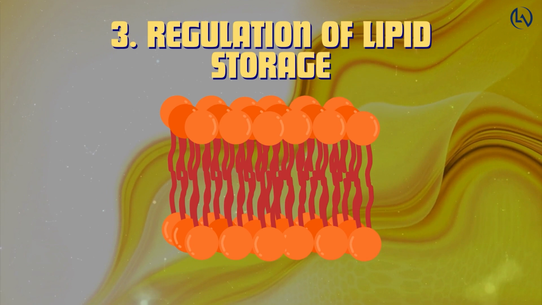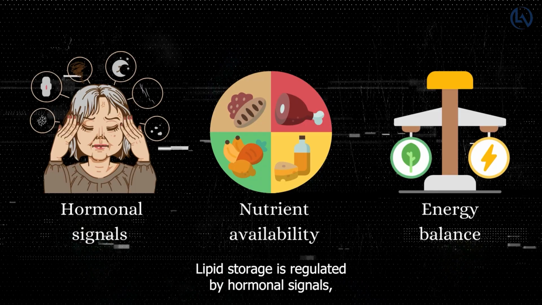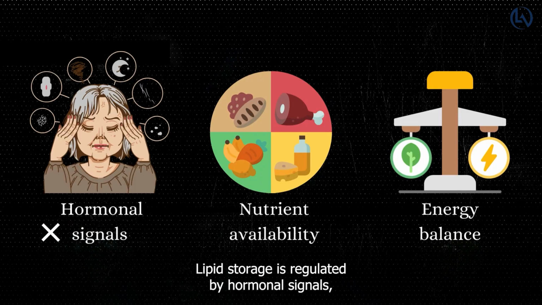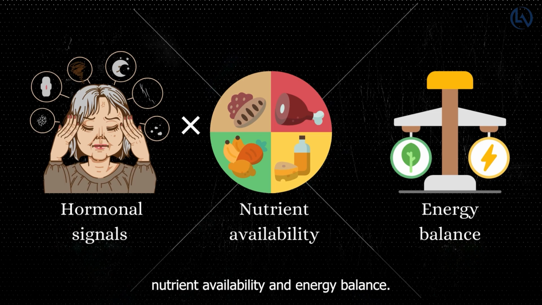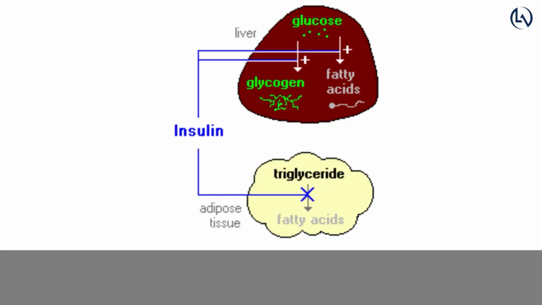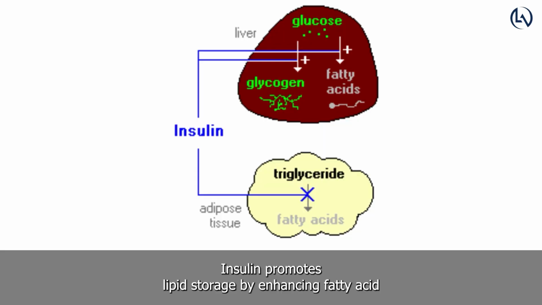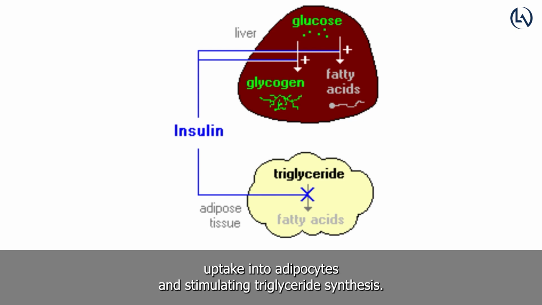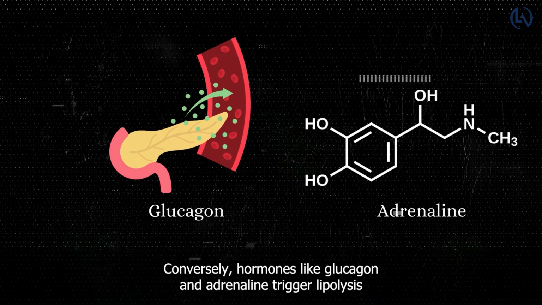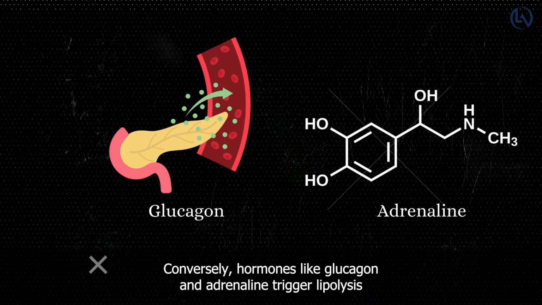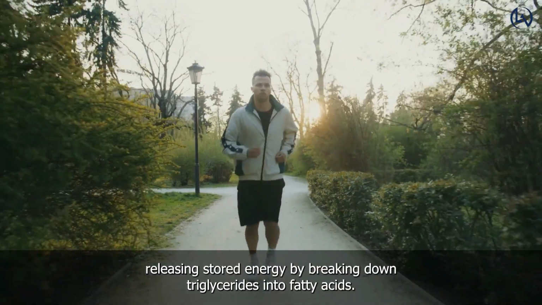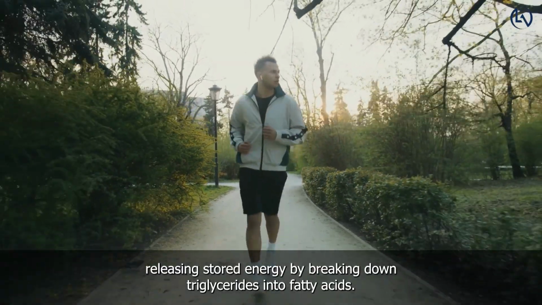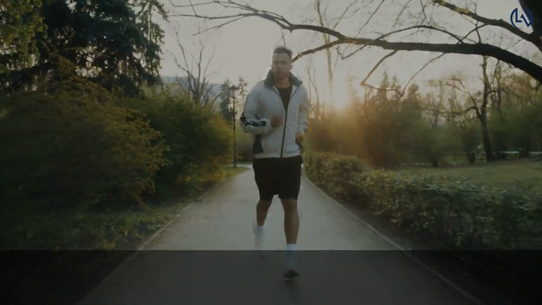Regulation of lipid storage. Lipid storage is regulated by hormonal signals, nutrient availability, and energy balance. Insulin promotes lipid storage by enhancing fatty acid uptake into adipocytes and stimulating triglyceride synthesis. Conversely, hormones like glucagon and adrenaline trigger lipolysis, releasing stored energy by breaking down triglycerides into fatty acids.